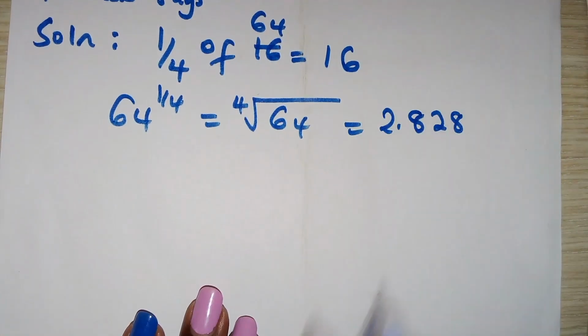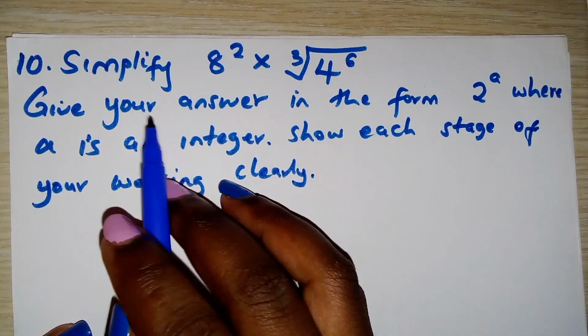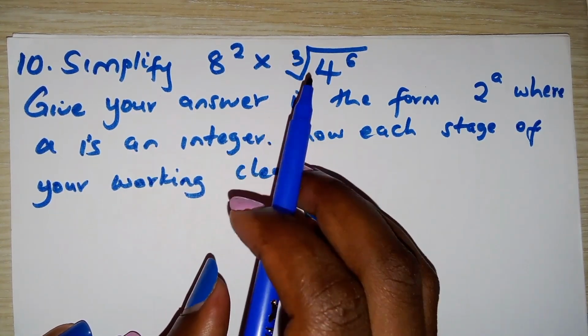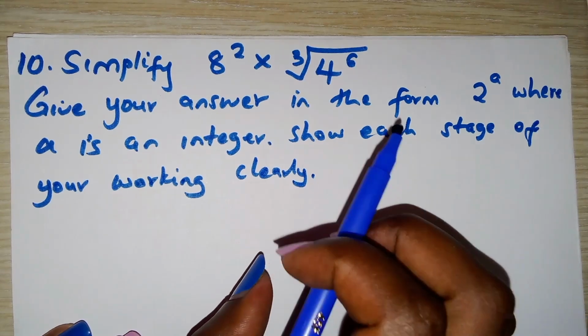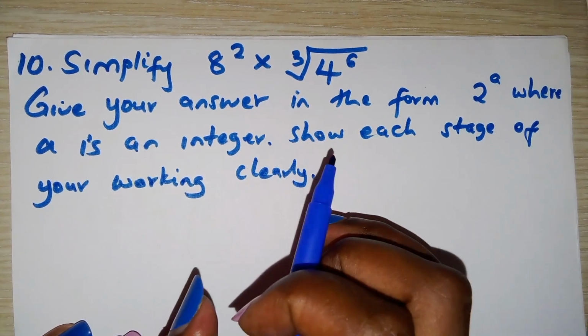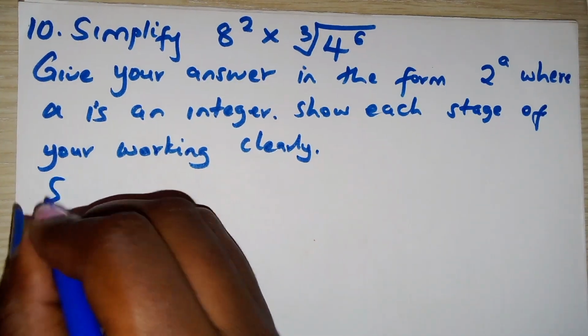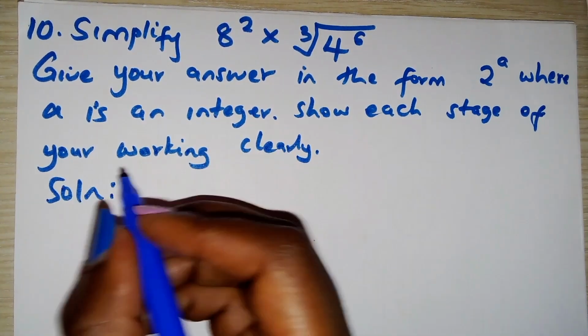Now let's do the last question. Simplify 8 power 2 times the cube root of 4 power 6. Give your answer in the form 2 power a, where a is an integer. Show each stage of your working clearly. So the solution will be what?